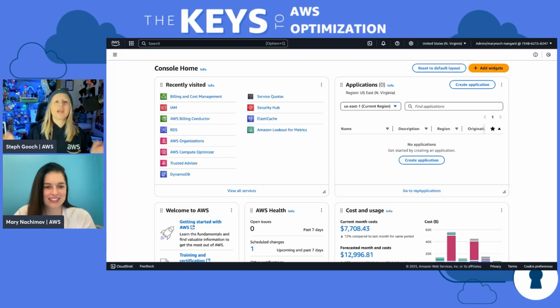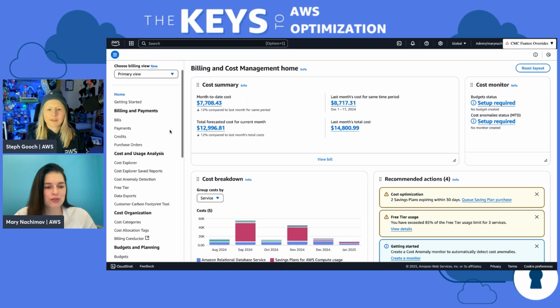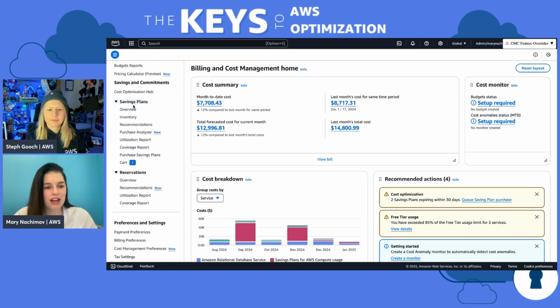First question, how do we get there? We get there through the billing and cost management console. So I've obviously recently visited that, but if you just type it into the search, you will find it. Over here, I can just scroll down and we have the savings plan area. We have also the reservations area.